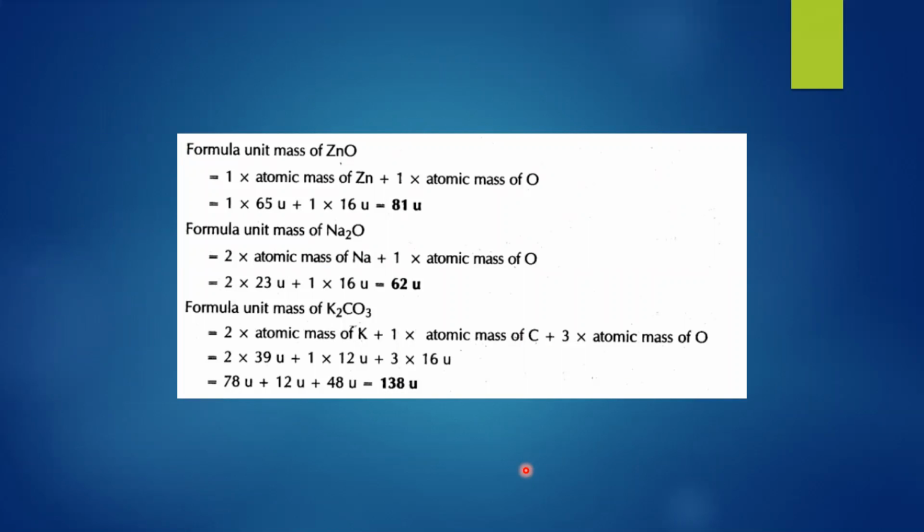Here come a few more examples. Here you can see it is the same as we have calculated for molecular mass. Now to calculate the formula unit mass or molecular mass, the only thing that you need to know is the atomic mass of that particular element.